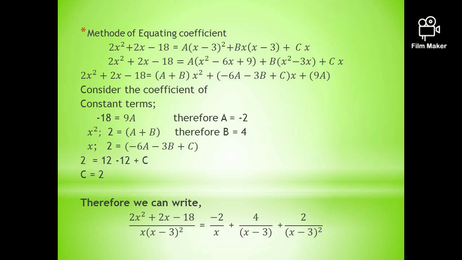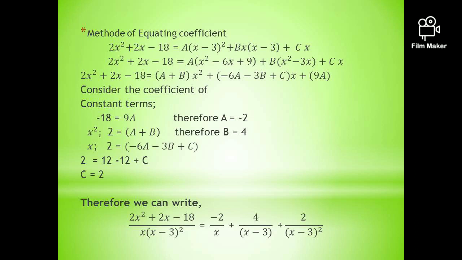If we use the method of equating coefficients, you will obtain the answer as 2x squared plus 2x minus 18 equals a times the expansion of bracket (x minus 3) squared, that is x squared minus 6x plus 9, plus b times x into (x minus 3) expansion, which is x squared minus 3x, plus cx. Then if you isolate x squared terms, that would be (a plus b) x squared, and x terms, you get minus 6a minus 3b plus c. Then constant terms turn up to 9a.